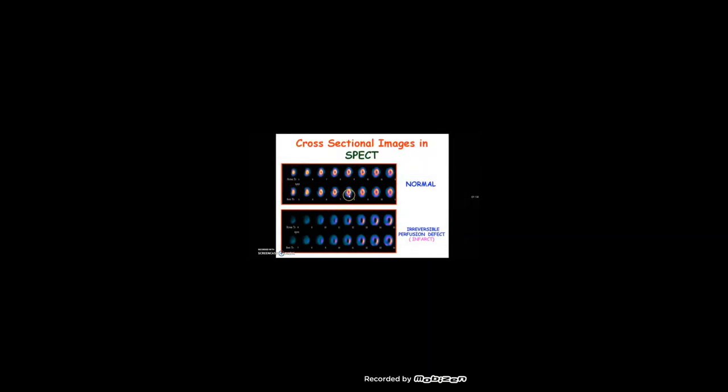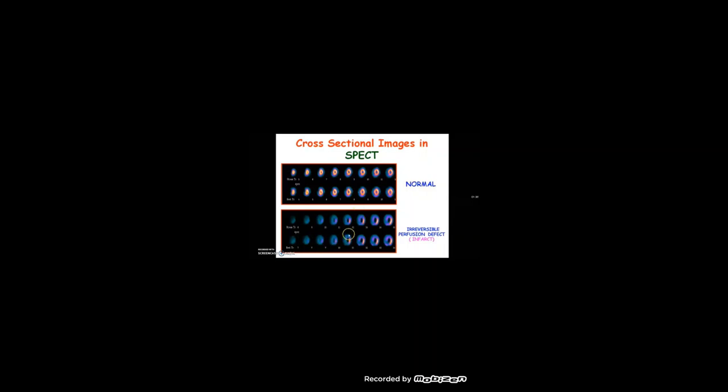Can you see this? This is the left ventricle of the heart. You see here, either in the rest or in the stress image, the isotope uptake is uniform in rest as well as in the stress study. So this is going to be called a normal SPECT imaging of cardiac image.